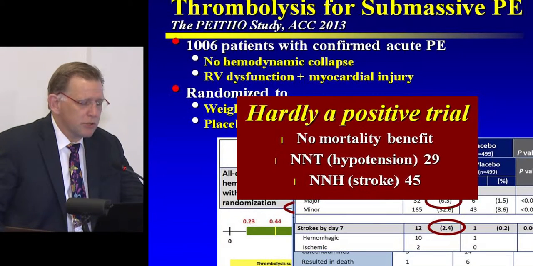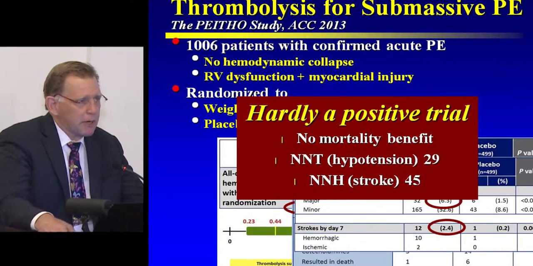If you look at this closely, this is hardly a positive trial. There's no mortality benefit. The number needed to treat, that is the number needed to prevent 1 case of hypotension, was 29 patients, while the number needed to harm, that is the number that you had to treat to cause 1 stroke, was 45 patients. Pretty well balanced, but the harms, I think, outweigh the benefits in this case.